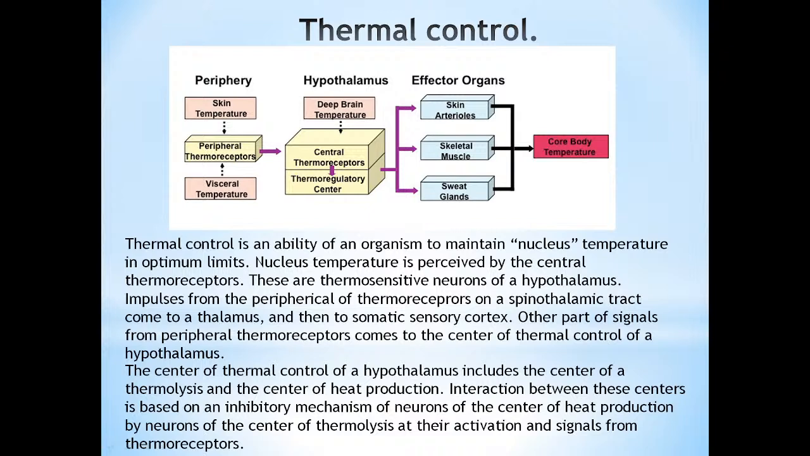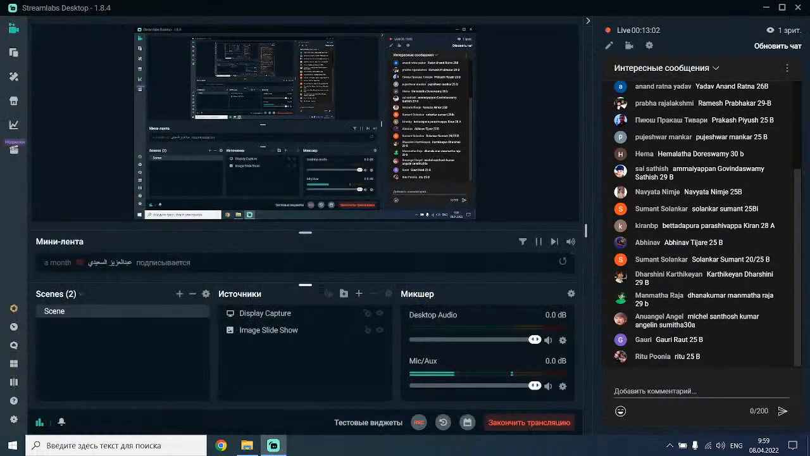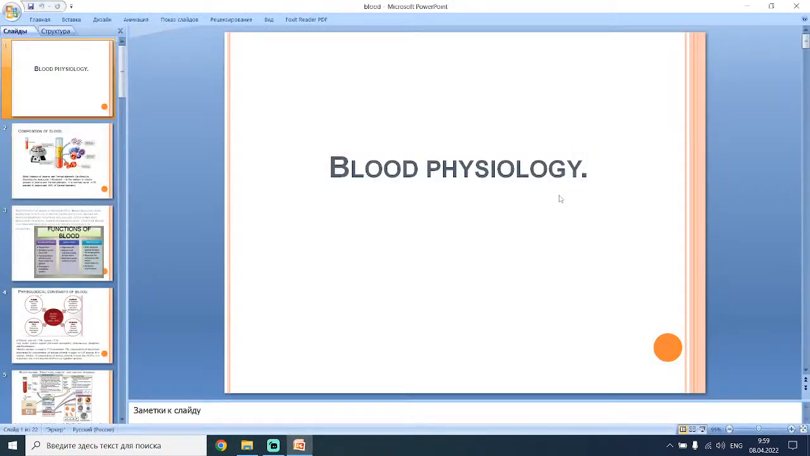So, the topic of metabolism and thermal control is finished, and we start a new topic. It is a big topic and it is the last topic in the whole course of normal physiology. It is blood physiology. Let's start.